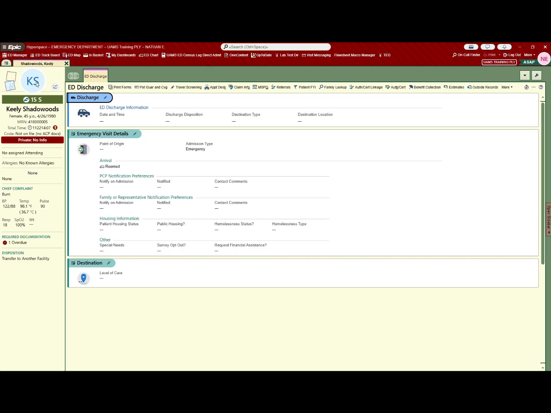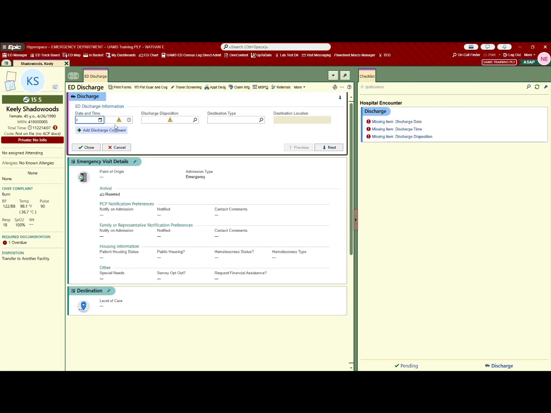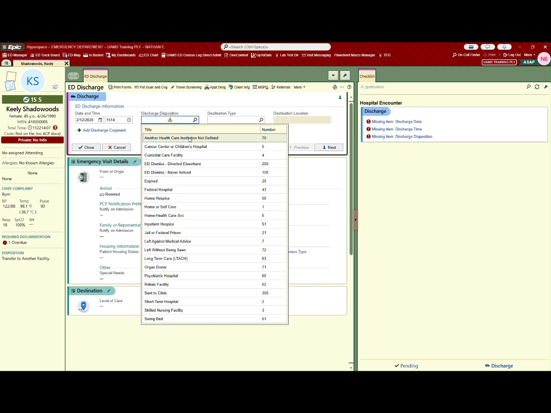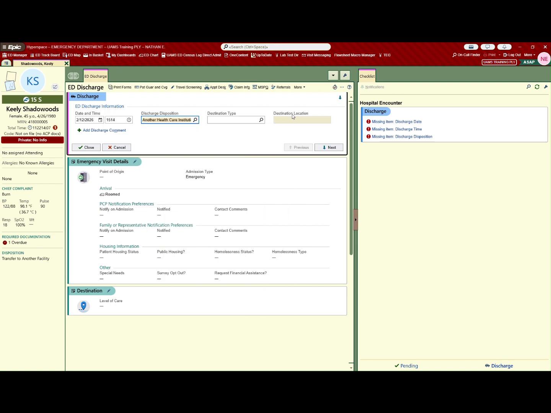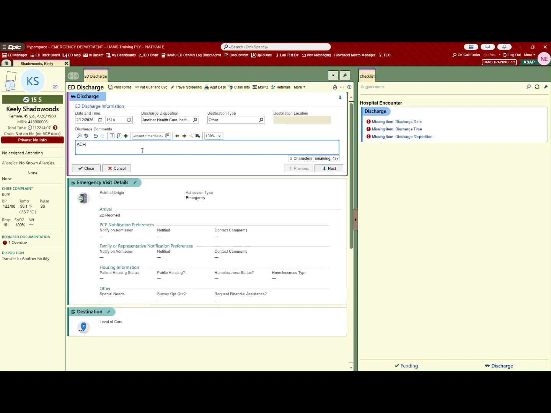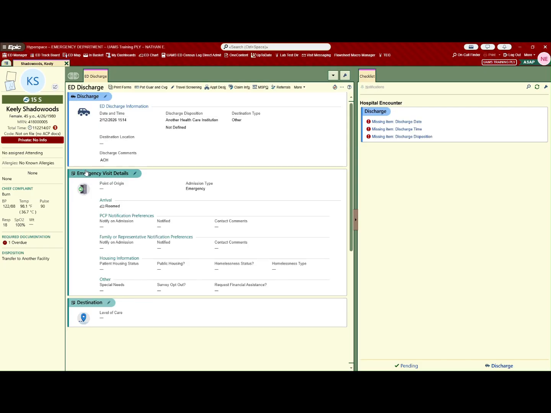And then finally, once we're actually discharging this patient, we're discharging them off the board, even though we're transferring them. We're just going to select the discharge disposition, another healthcare institute not defined. And I always just put a little comment like where they're going, ACH or Conway Behavioral if it's a psych thing or whatever, and then discharge them like normal.